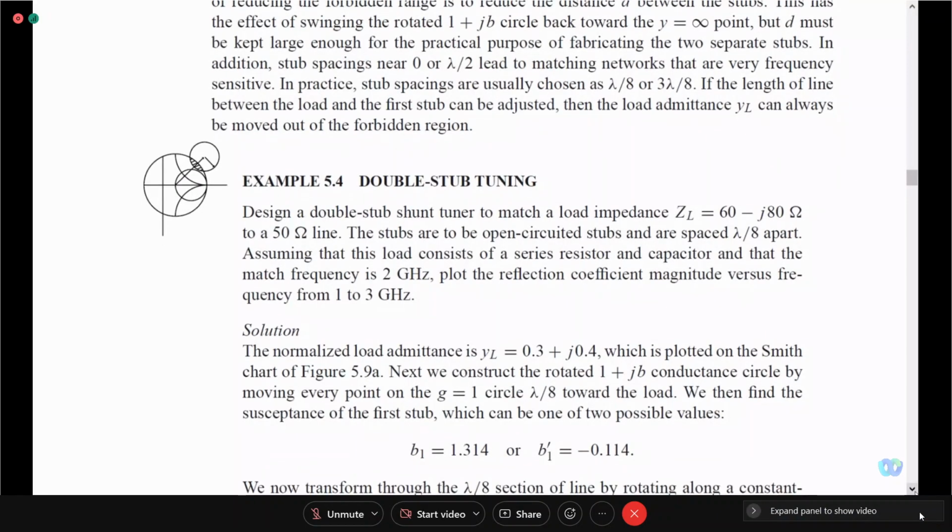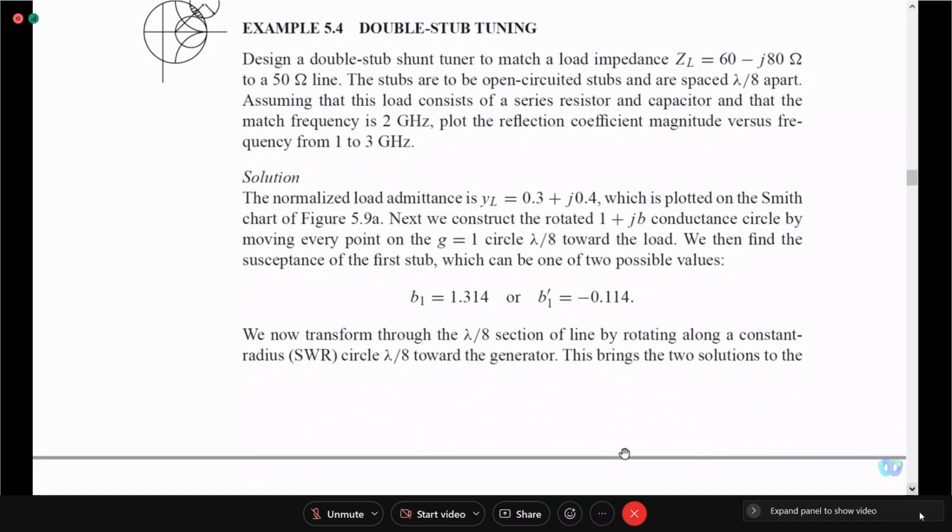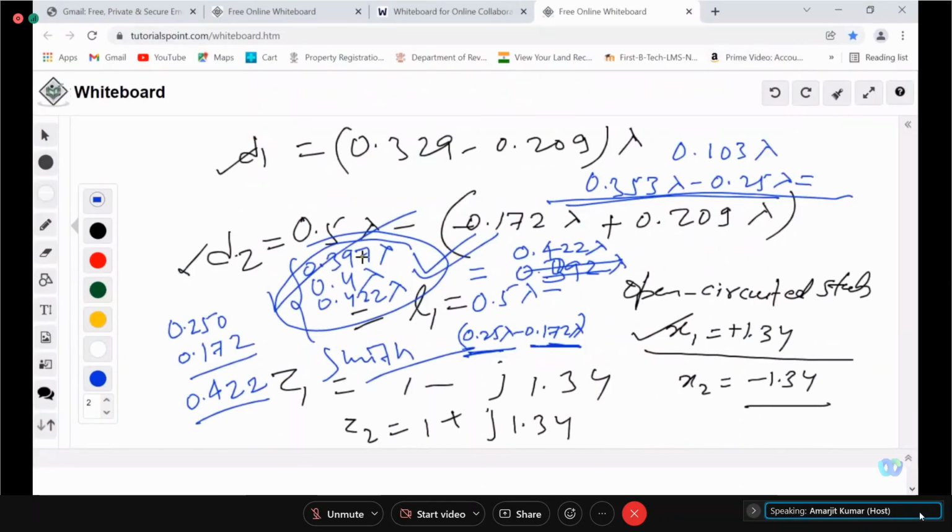Now your job is to solve this question. I will also solve. The question is in front of you. Use the Smith chart. Mathematical we will do later, today only first do using Smith chart. Yes, using Smith chart, you have to solve this question. Design a double stub tuner.